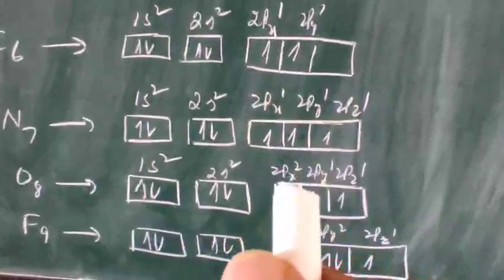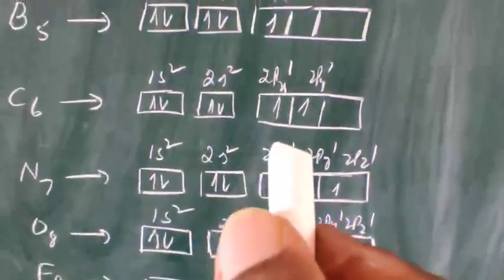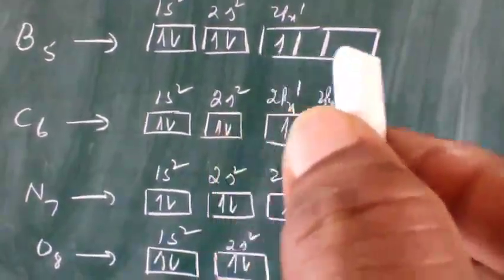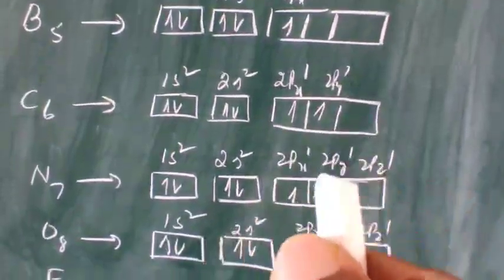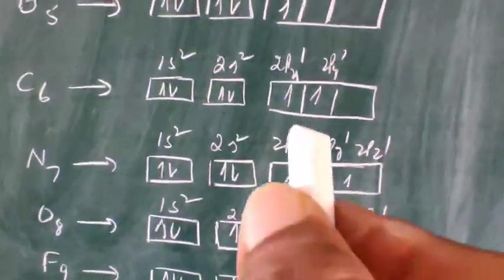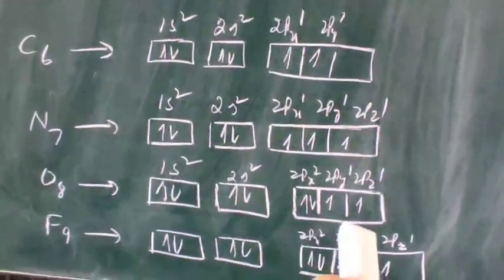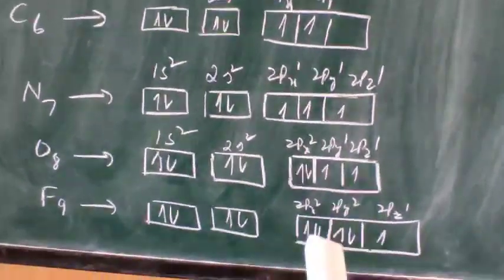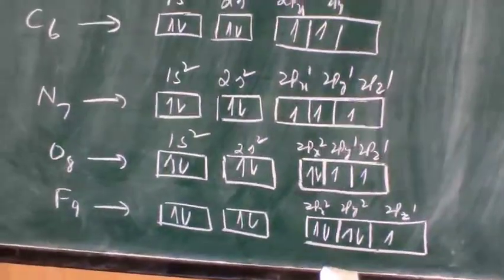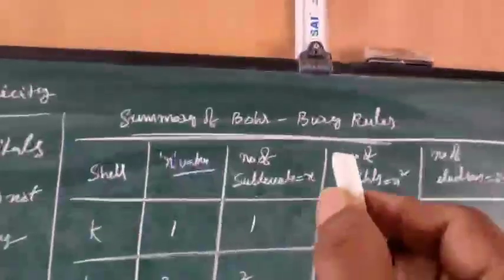That will continue like this. So in the beginning, electrons can only occupy singly in each orbital with the same spin. Please observe this one. Once they are occupied with a single electron, then only pairing will take place. During pairing, only opposite spin takes place. Okay. Next one. This is the summary of Bohr-Bury rules.